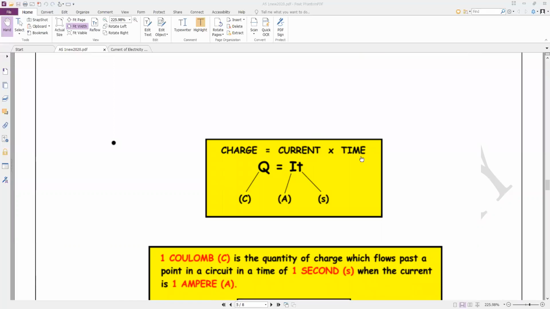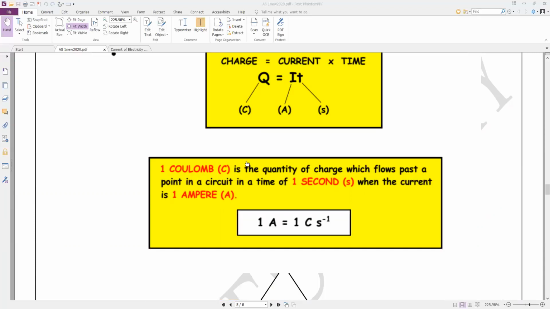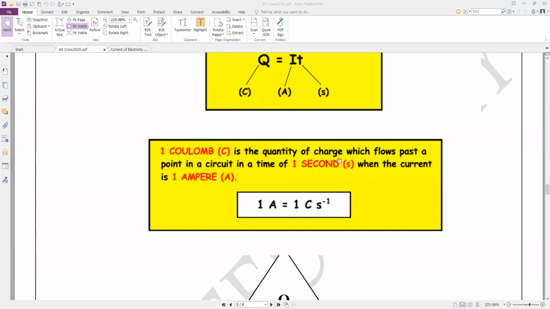How to calculate from this formula? Charge is equal to current multiplied by time. What is the charge unit? Coulomb. What is the current unit? Ampere. And the unit for time is seconds. What is 1 coulomb? 1 coulomb is the quantity of charge which flows past a point in a circuit in a time of 1 second when the current is 1 ampere. 1 ampere is equal to 1 coulomb per second.